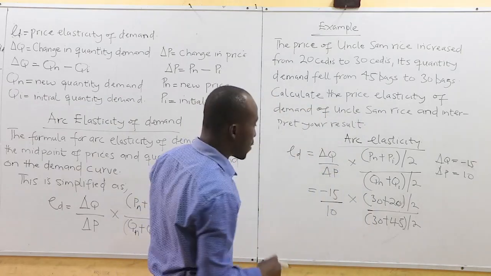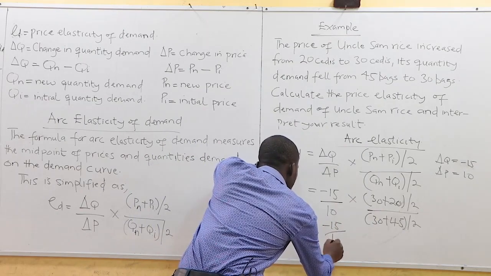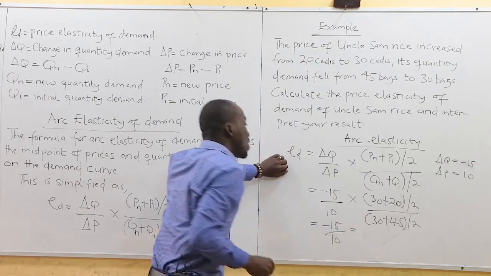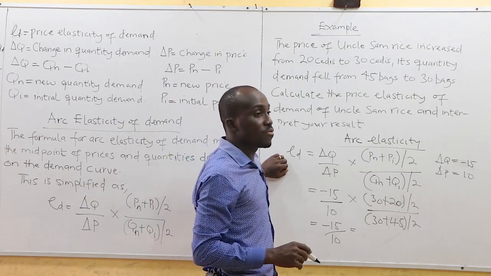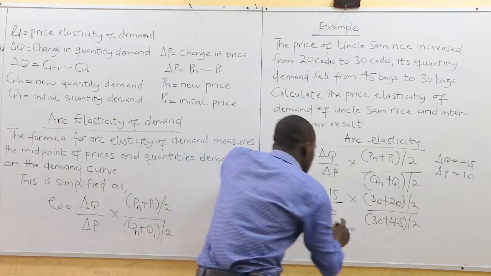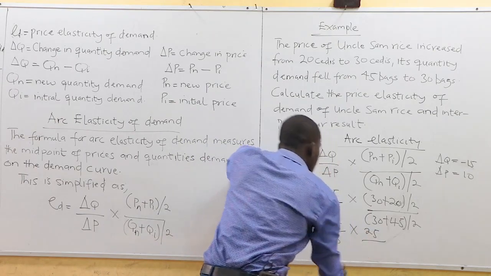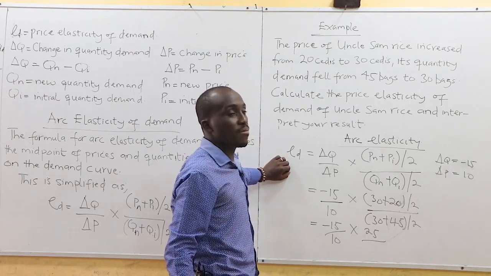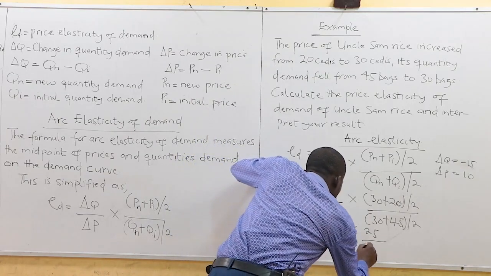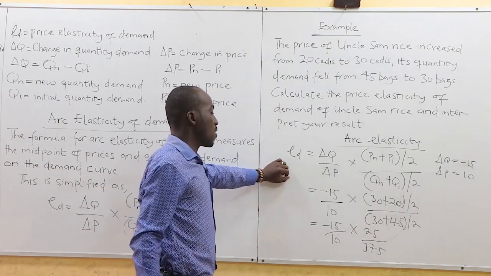Okay, so you can still break it down. Let's see, new over this. 20 plus 30 gives you 50, divided by 2 is 25. That's 25. 30 plus 45 gives you 75, divided by 2 gives you 7.5, right?